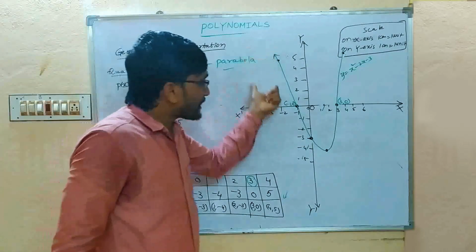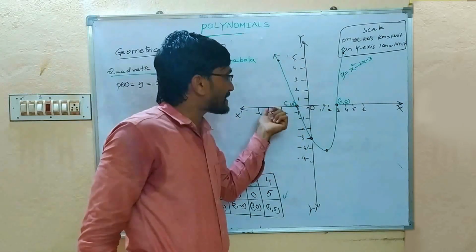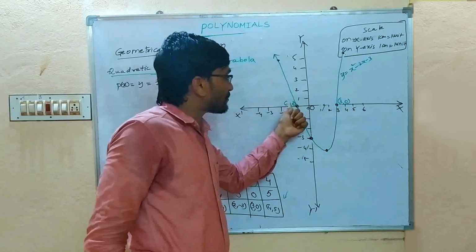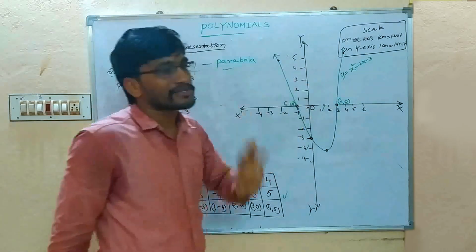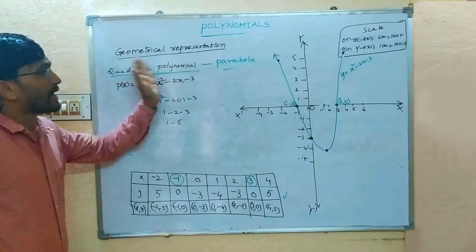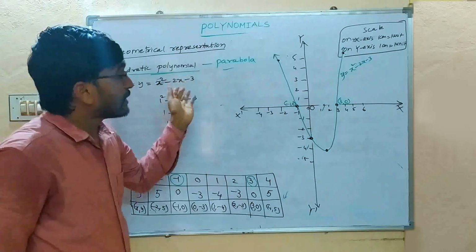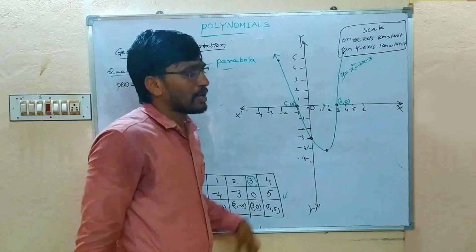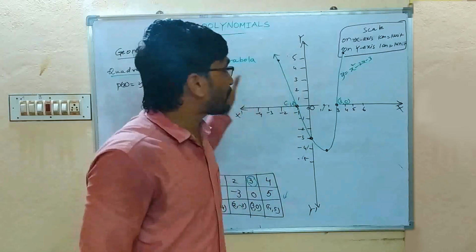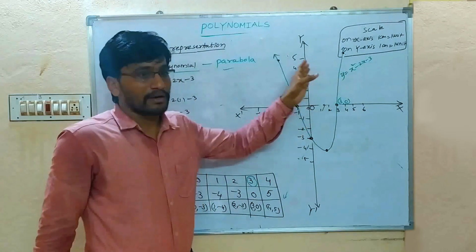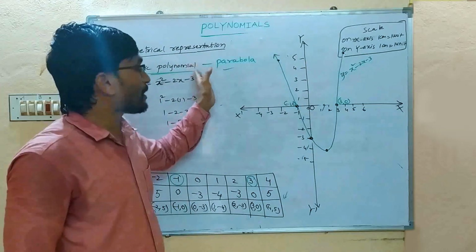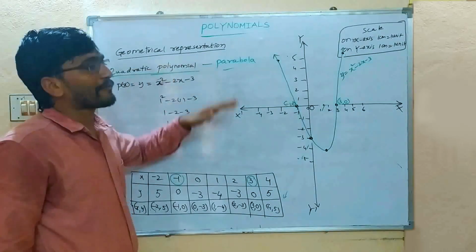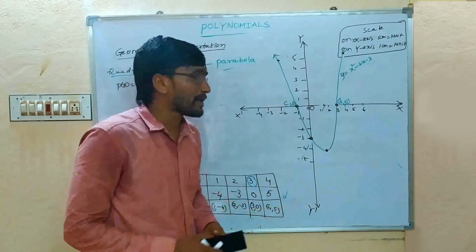Now this graph intersects the x-axis at minus 1 comma 0 and 3 comma 0. Hence minus 1 and 3 are called the zeros of the polynomial. Like this, we can draw the graph of a cubic polynomial also. If you observe here, the graph of a linear polynomial is a straight line and the graph of a quadratic polynomial is a parabola. But we don't have any one particular name for the graph of a cubic polynomial or a biquadratic polynomial.